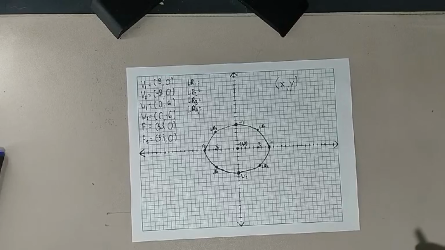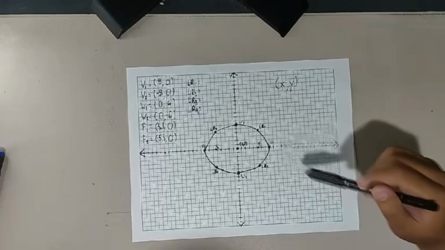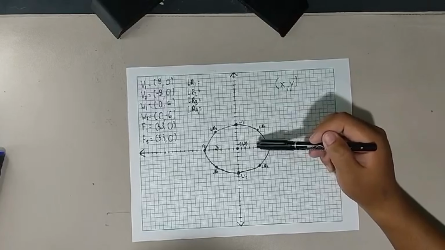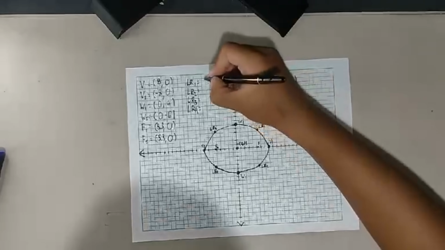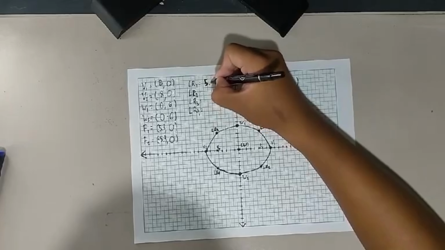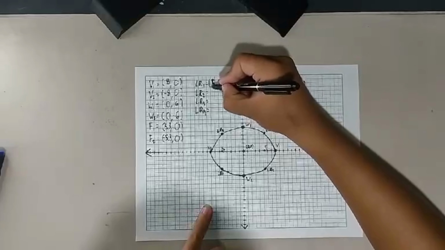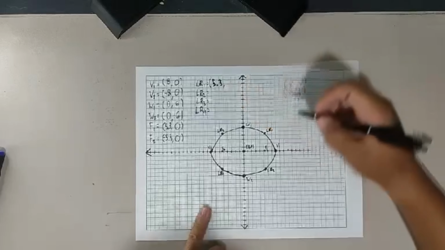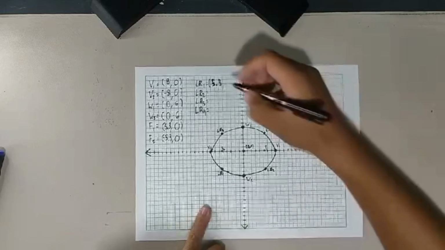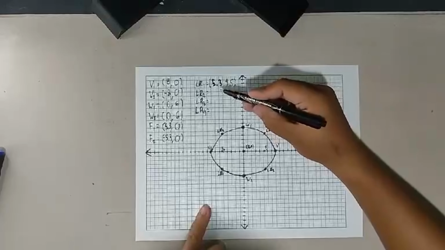Now, for our LR1, let's find out what the X is. So X is 1, 2, 3, 4, 5.3. Next, its y is 1, 2, 3, 4.5. Okay, 4.5.